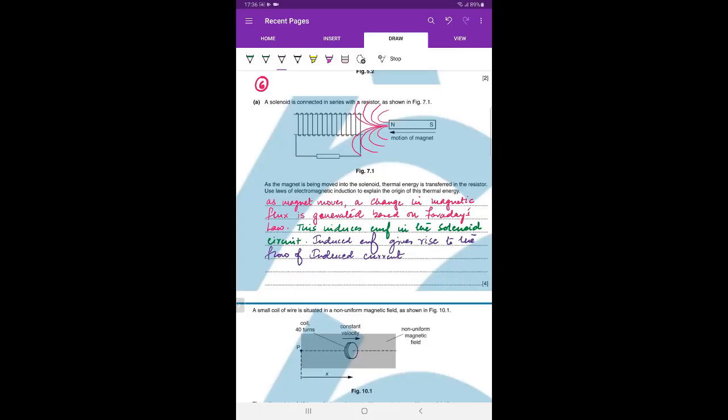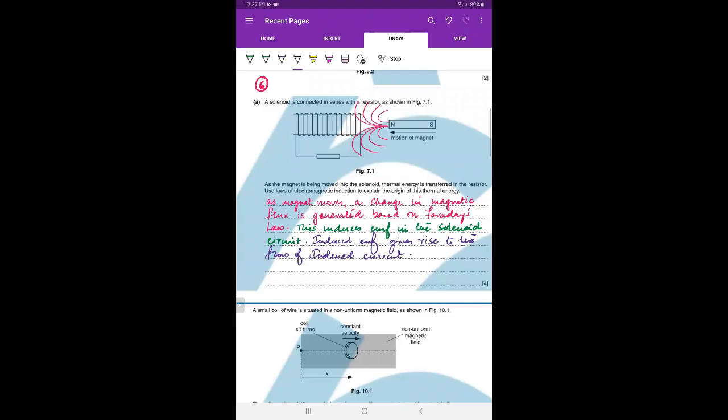Before I proceed, remember in case of solenoid, we prefer to use the term induced current. But if the shape was changed into something like a metal plate or a metal block, something along those lines, then the term eddy currents. So induced e.m.f gives rise to the flow of induced current.